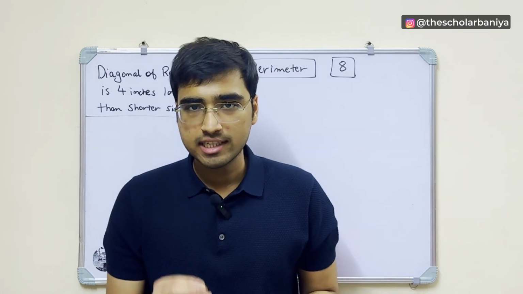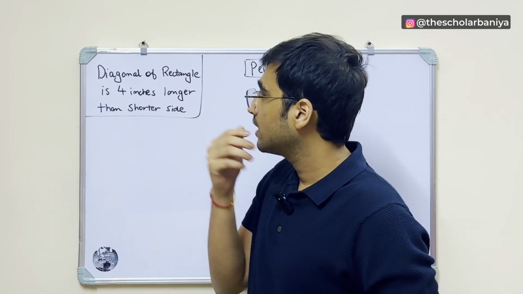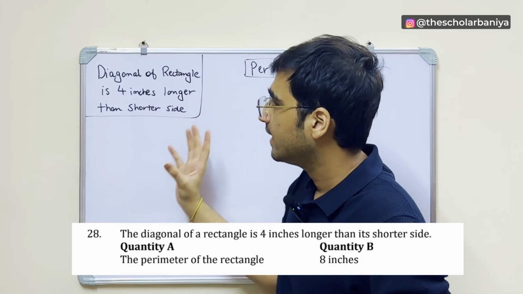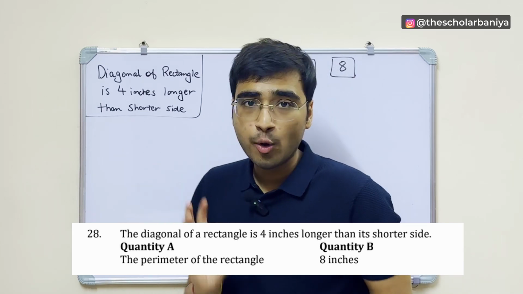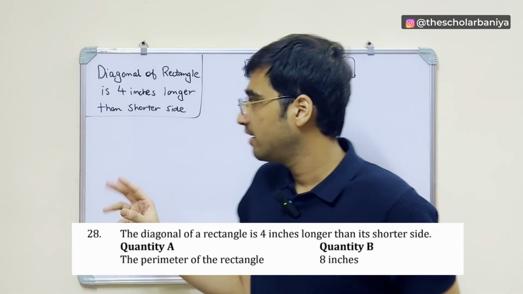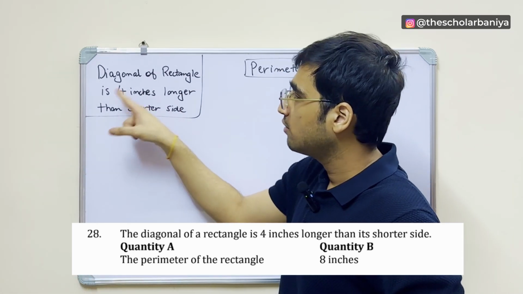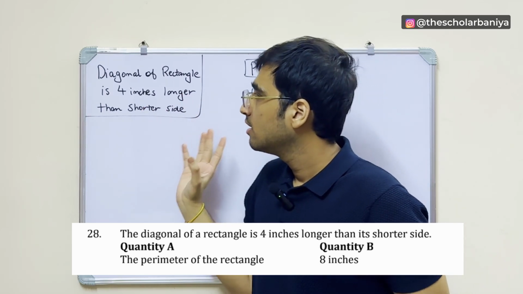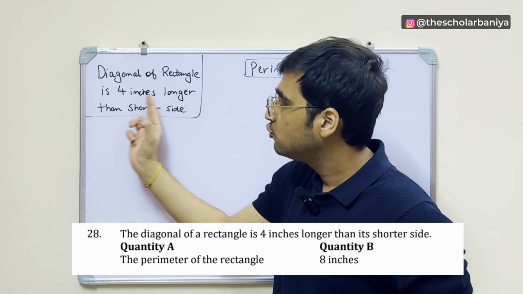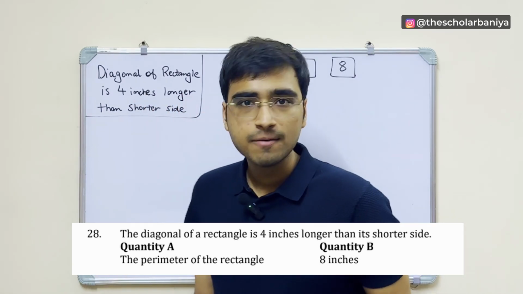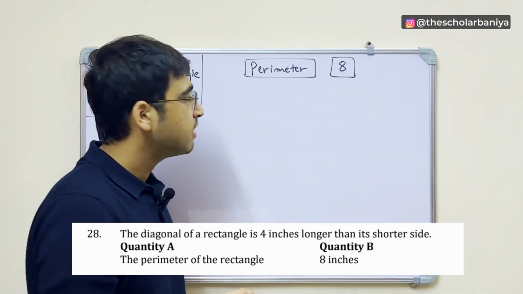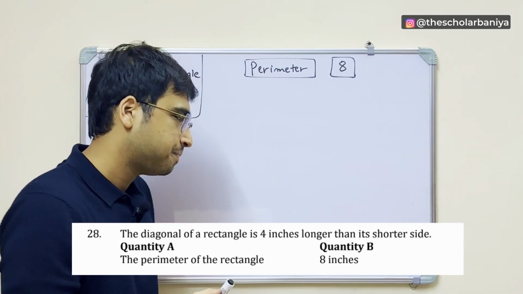So let's move on to the next question, guys. In this question, we are given that the diagonal of a rectangle is 4 inches longer than its shorter side, right? And we have to compare the perimeter and the value 8.